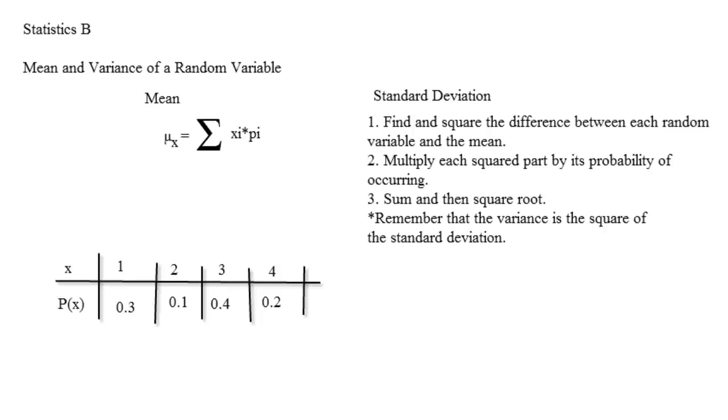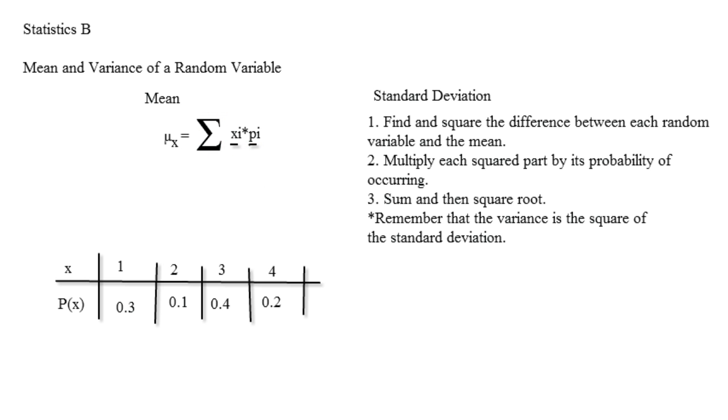All right, so what we're going to be talking about today in statistics is the mean and variance of a random variable. Okay, so the mean follows this formula, and it's basically a series. And what you're going to do is you're going to take each x value and times it by the probability value. Okay, and it is just the sum of all those.